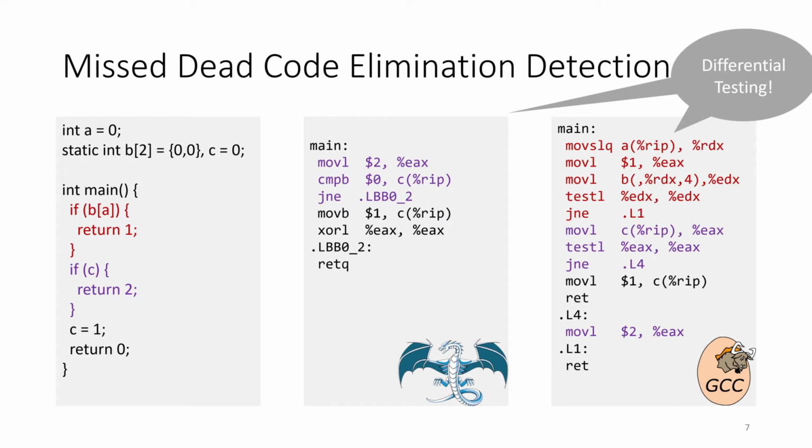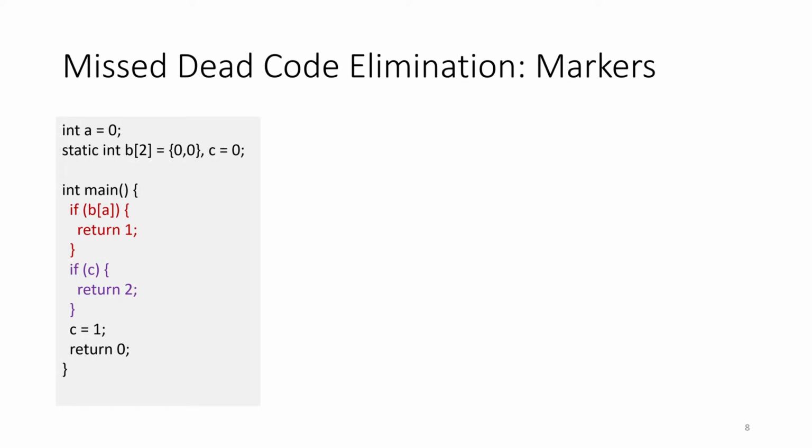Therefore, we can deduce that GCC has a missed optimization opportunity. But this does not solve the problem of being able to automatically find these differences. And for that, we introduce our next insight, which is optimization markers. The purpose of an optimization marker is to include an indicator in the generated assembly that makes it very easy to detect that a certain dead part of the source code has not been eliminated.